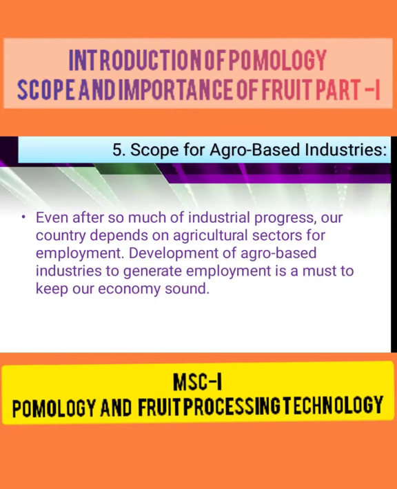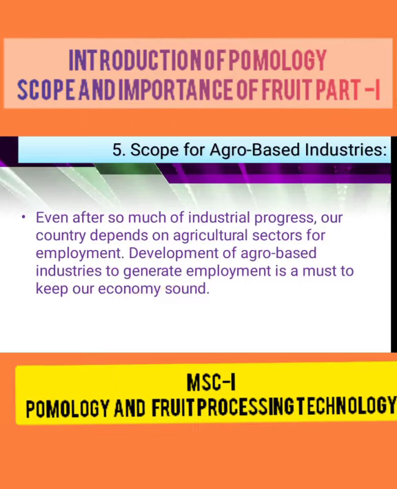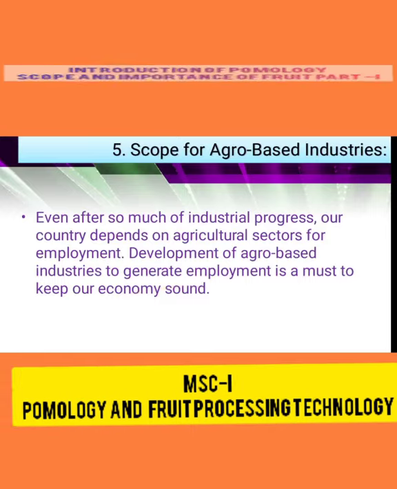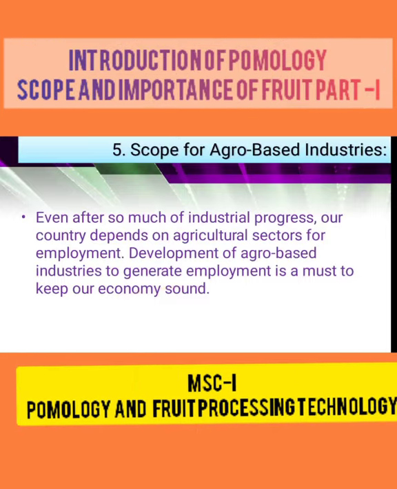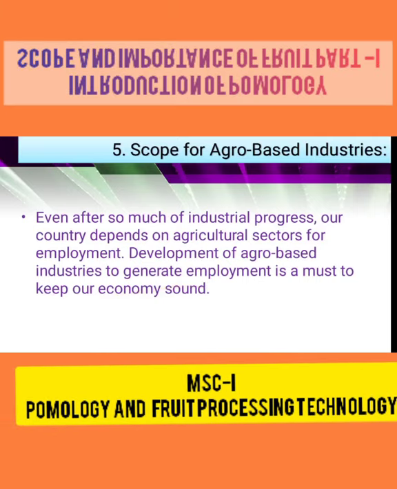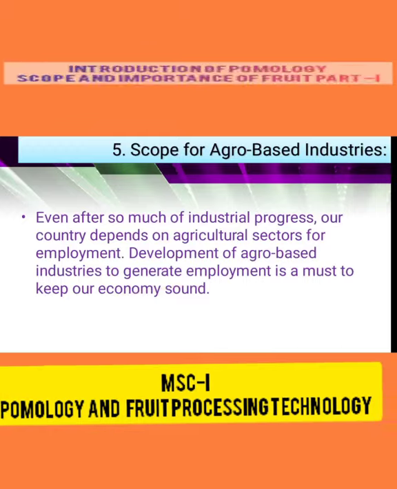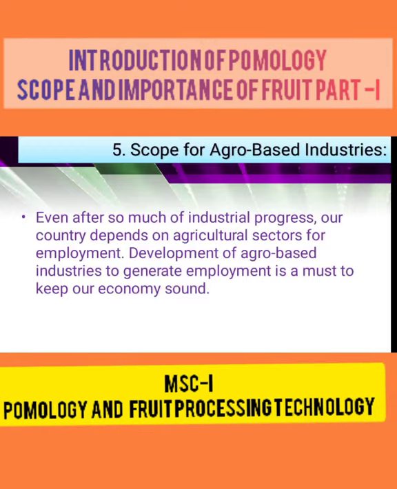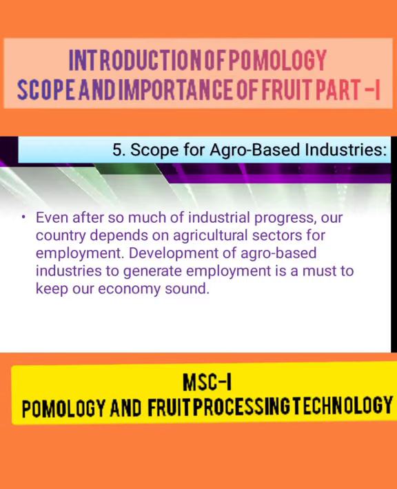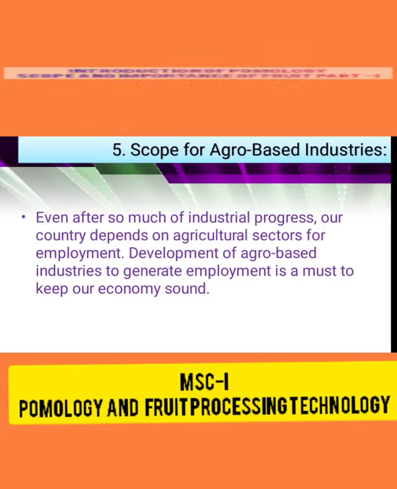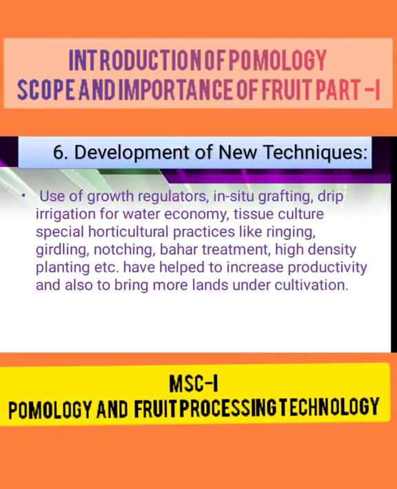And the agro-based industry is totally dependent upon agricultural products. In agricultural products, there are fruit crops. If farmers do not produce fruit crops, the agriculture industry would collapse. In such conditions, there is scope to do agricultural production such as fruit crops.